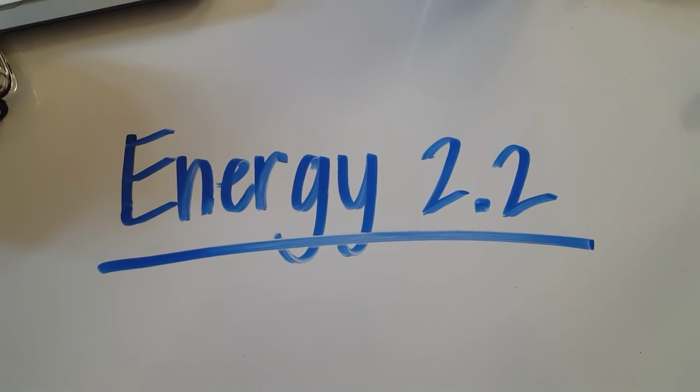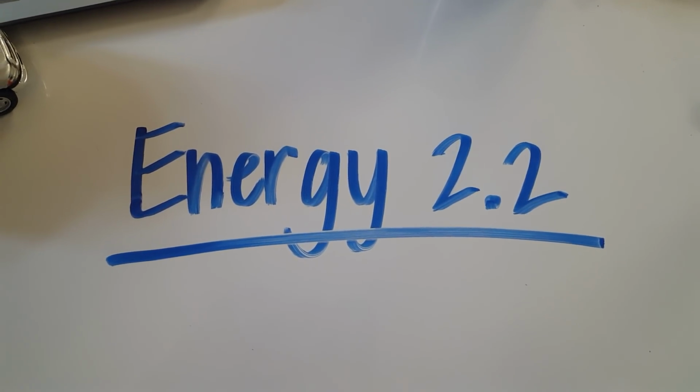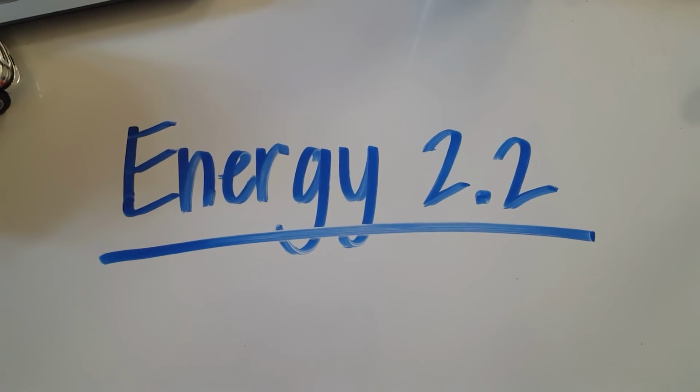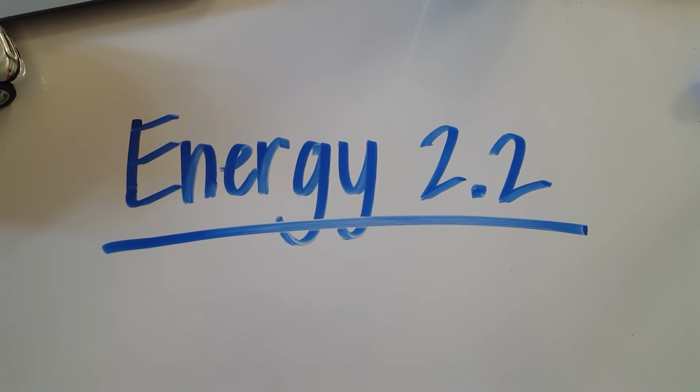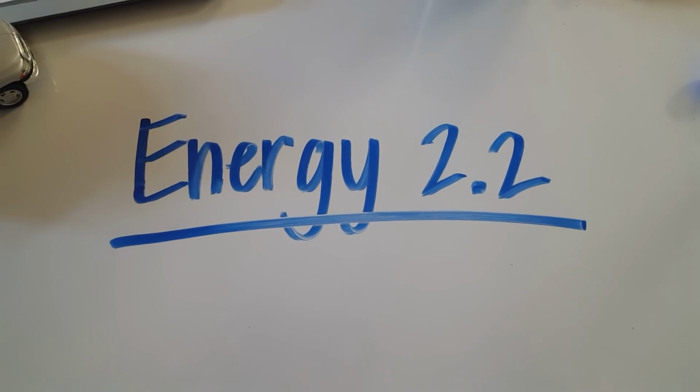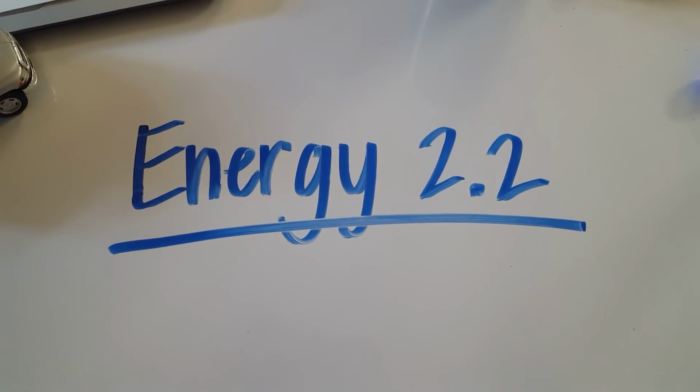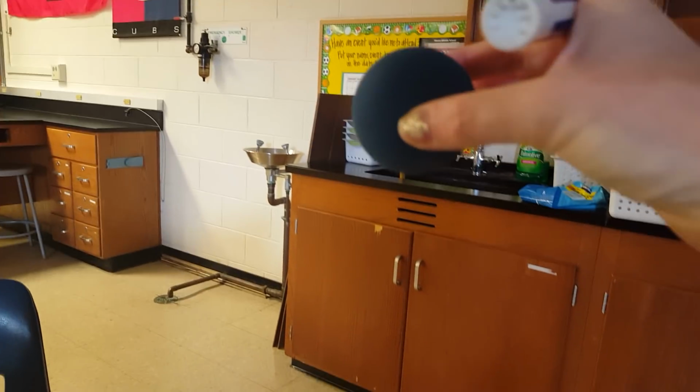All right, we're going to look at the last energy objective, Energy 2.2, and this says to represent and/or interpret energy transformations for a phenomenon through a series of pie or bar graphs. So I'm going to give you a couple examples today of this objective, and I'm going to start with this traditional example where I'm just dropping a ball.